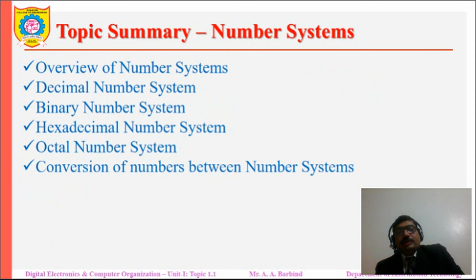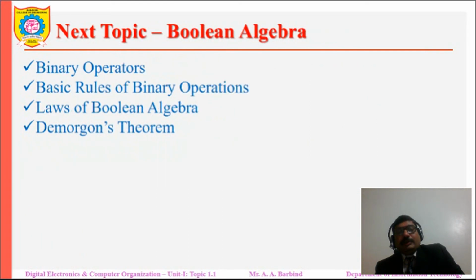So we come to the end of this particular first topic, 1.1 number system. This is the next topic, Boolean algebra.